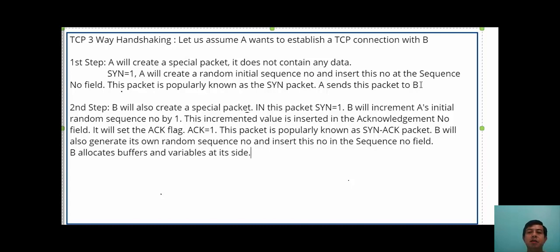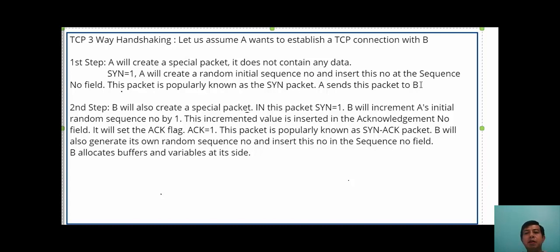That means now B is ready for this TCP connection. So it receives the first SYN packet from A. If everything is correct, if B is capable of listening to the request of A, that means B is ready to establish the TCP connection that A is requesting. What it will do, it will also create a special packet.